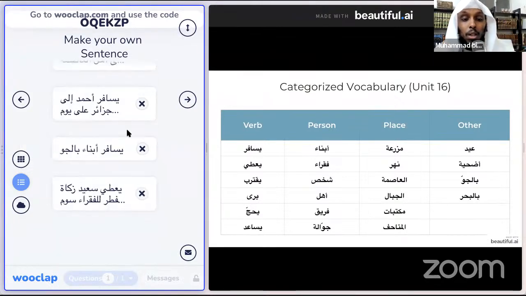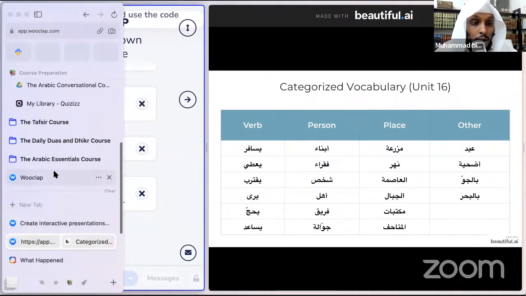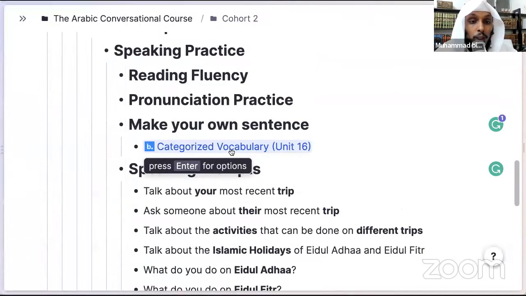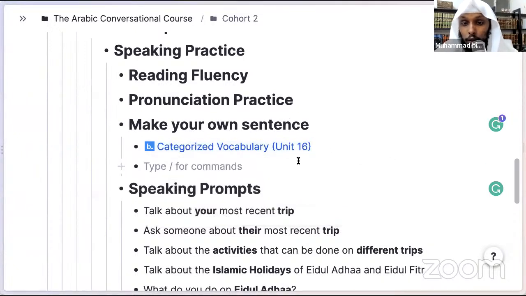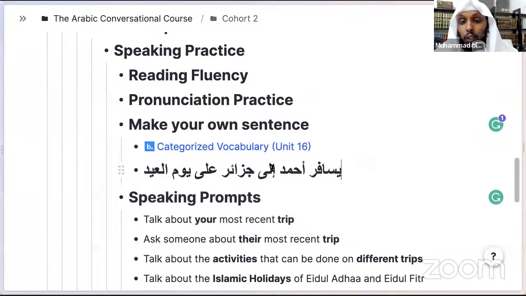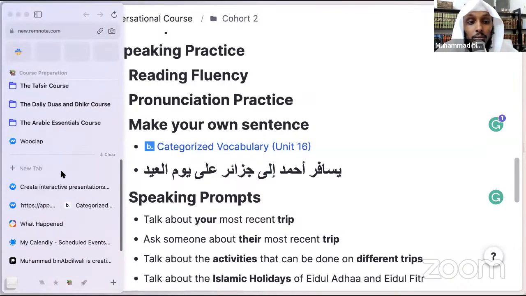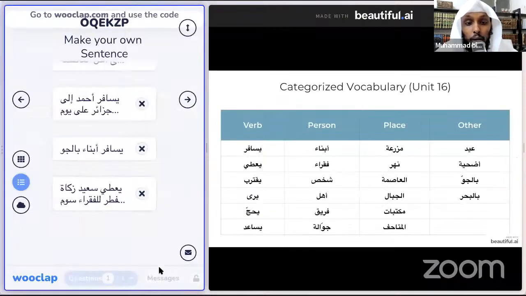طيب. Regarding the other two mistakes that were made with the other two sentences, the second was يسافر أحمد إلى الجزائر على يوم العيد. This actually, the mistake I suppose is quite obvious.